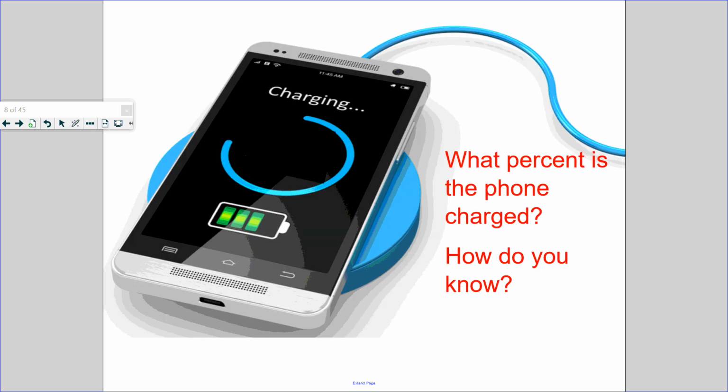So here's a question for today. What percent is the phone charged? How do you know?